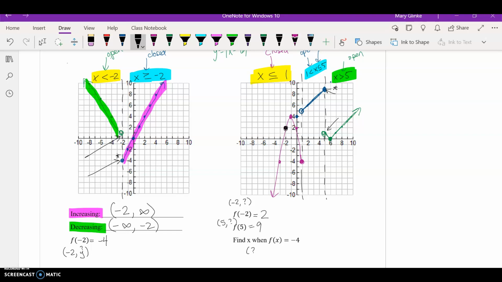And we want to know x when y is -4. So for this one, here's our y value being -4. We actually have 2 answers here, when x is -3 and when x is +1.